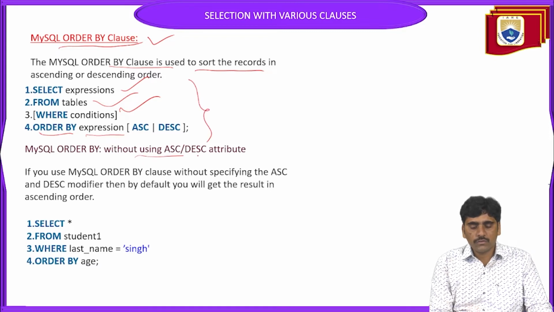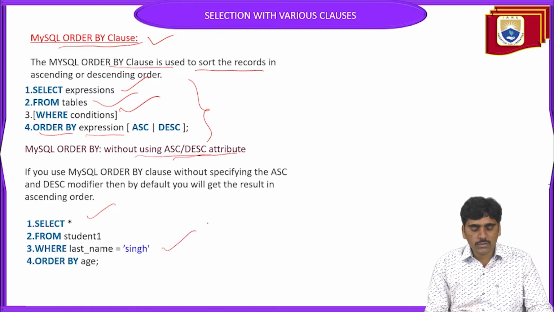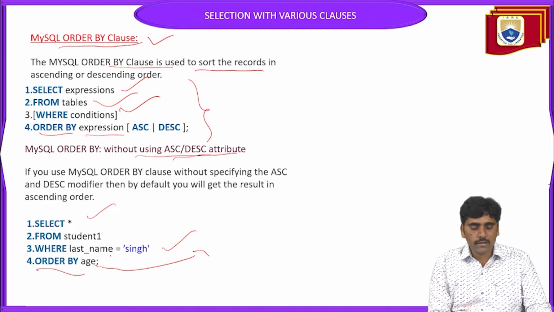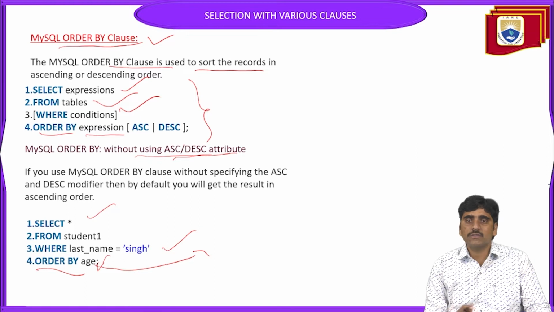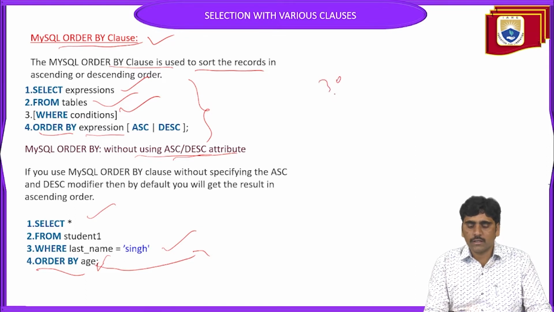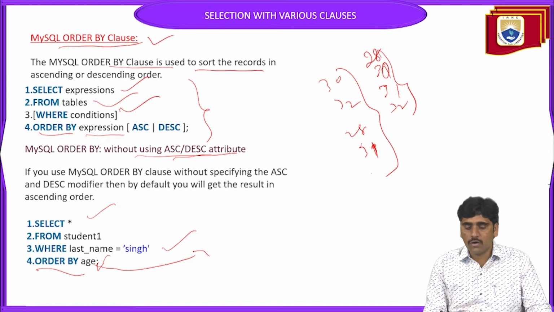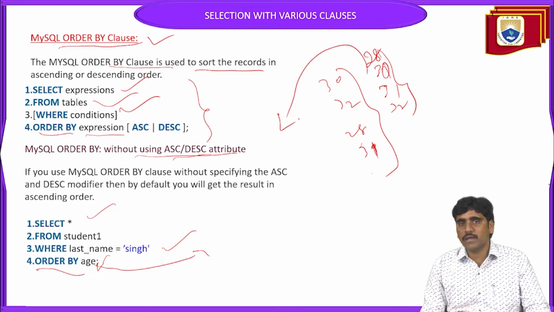Now, without using ascending or descending, how does it display? SELECT * FROM student1 WHERE last_name = 'Singh' ORDER BY age. If you specify ORDER BY age, it displays all the values based on the order of age. Suppose the ages are 28, 30, 31, 32. It will display all the values based on age.